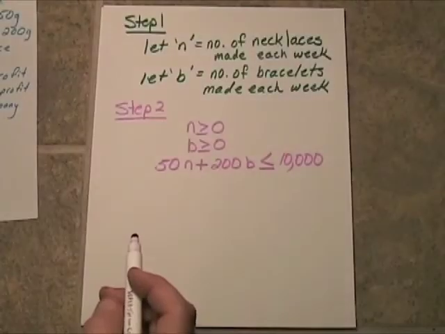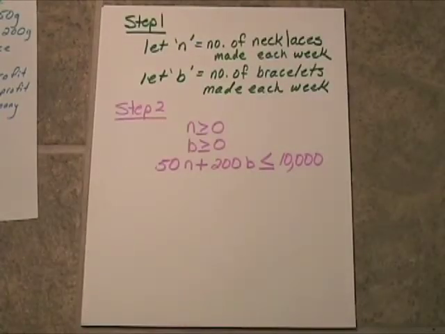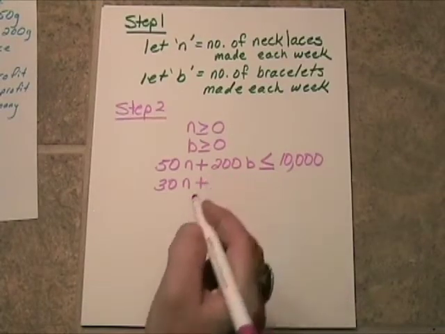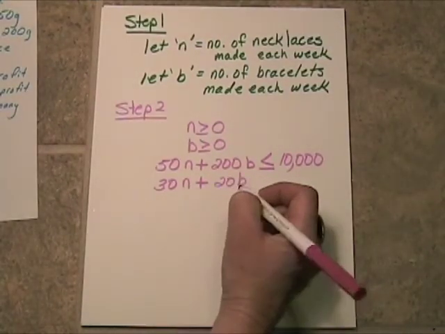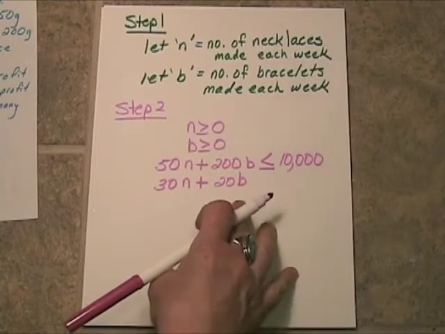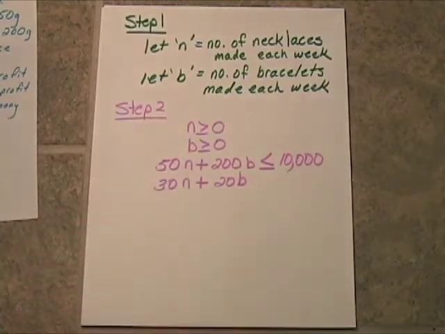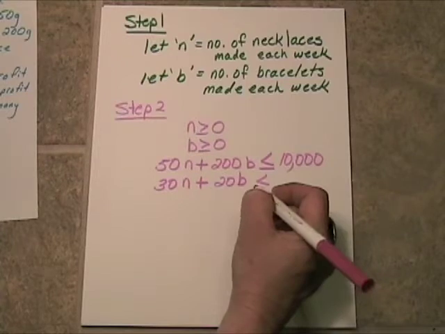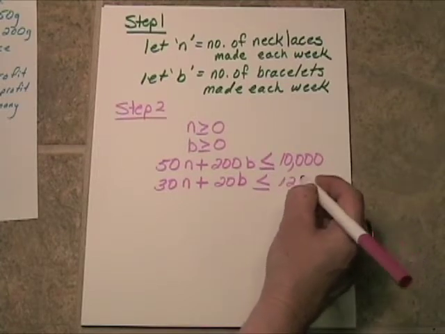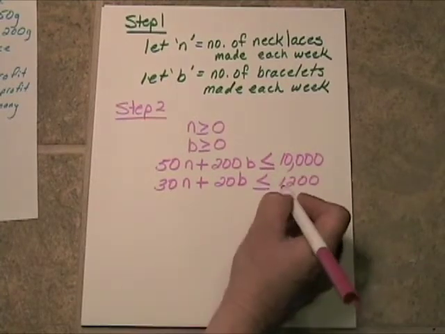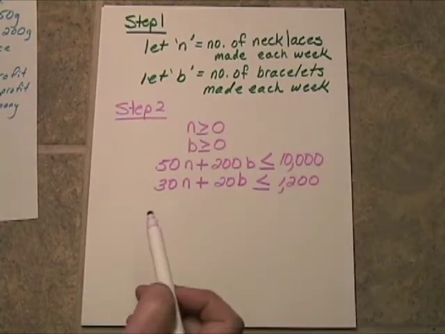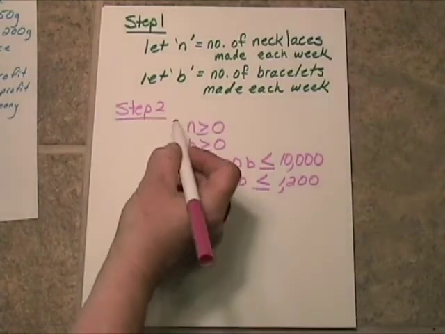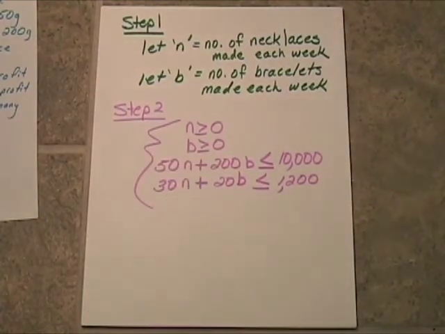What else? Our next constraint has to do with time. It takes 30 minutes to make a necklace, and it takes 20 minutes to make a bracelet. And the guys are going to work for 20 hours, or 60 minutes in an hour, so 60 times 20. We're looking at 1,200 possible minutes they have in a week to work. They could work less, but they can only work a maximum of 1,200. So here we have a system now that describes all of our constraints.